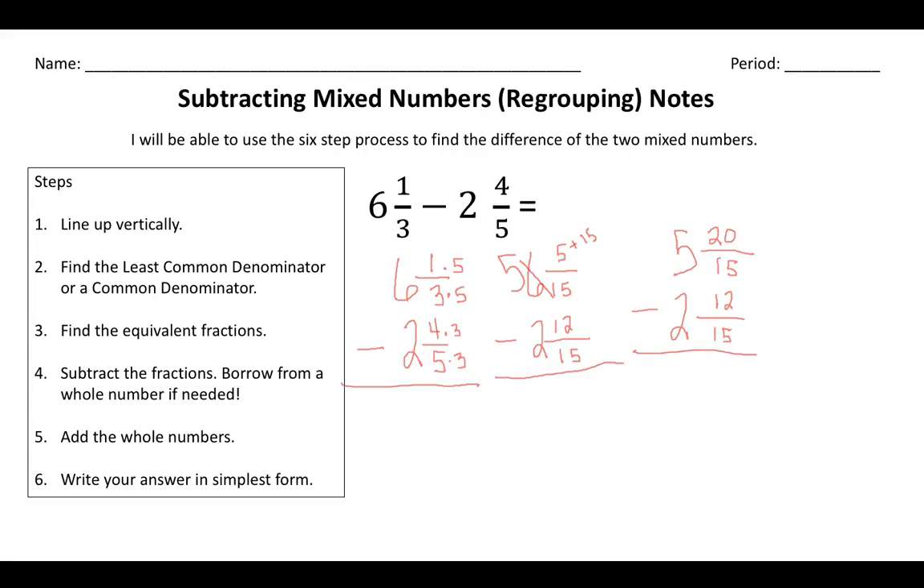Now that we've borrowed and regrouped, we can go ahead and subtract our mixed numbers. We'll start with the fractions. 20 minus 12 is 8/15, and 5 minus 2 is 3. 3 and 8/15 is in simplest form, so we've completed step 6, and we are now done.